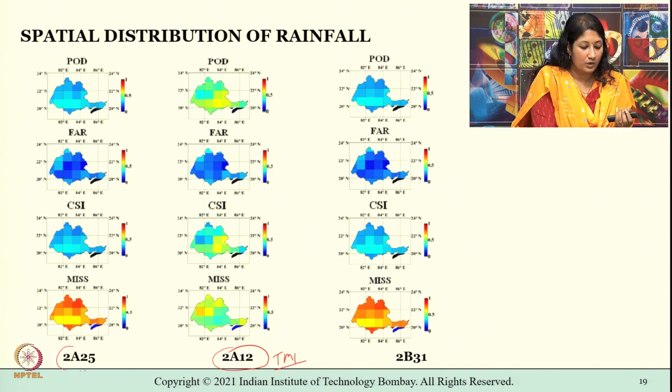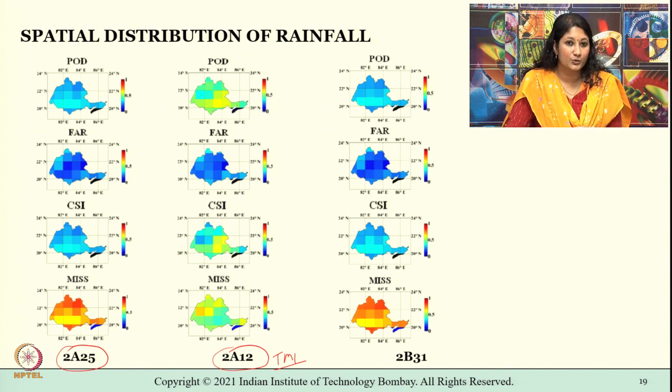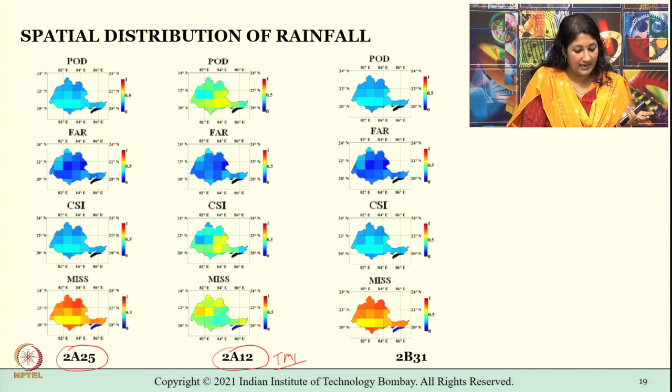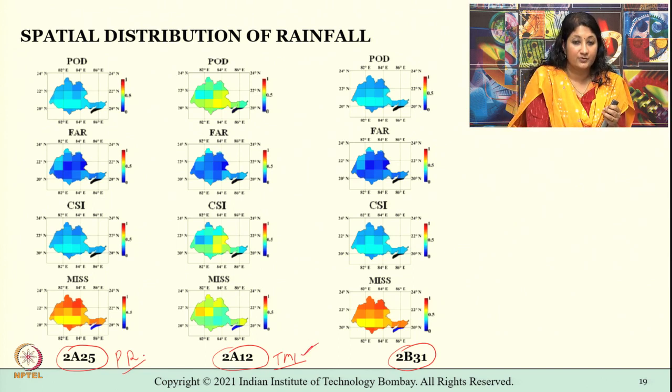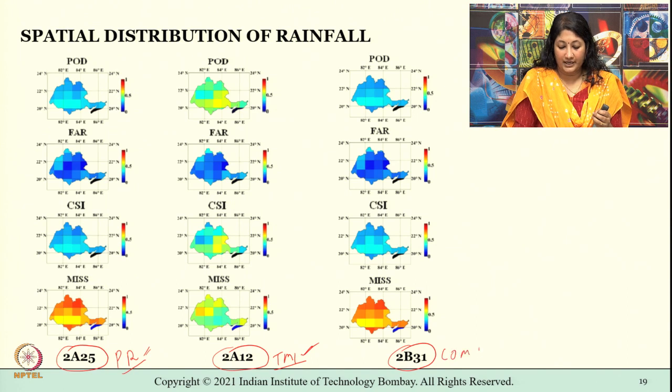And when we talk about 2A25, it is the name given to the algorithm which is obtained from precipitation radar. And when we talk about 2B31, it is a combined algorithm which merges the information from both TMI as well as PR. So, let me write combined here, combined. The guiding principle in the design of the 2B31 combined algorithm has always been to merge the information content from both TMI as well as from PR.